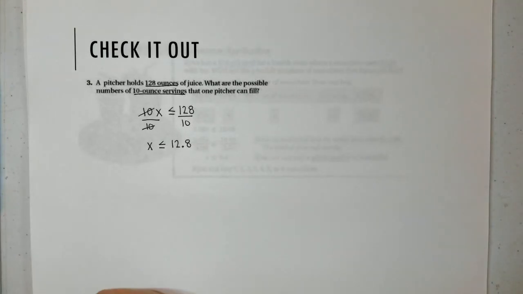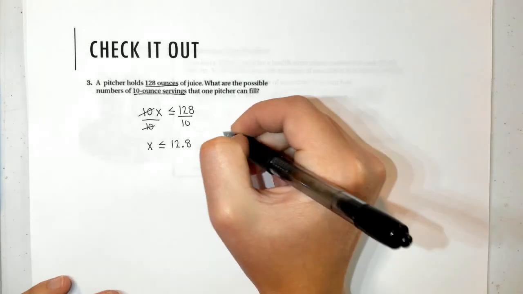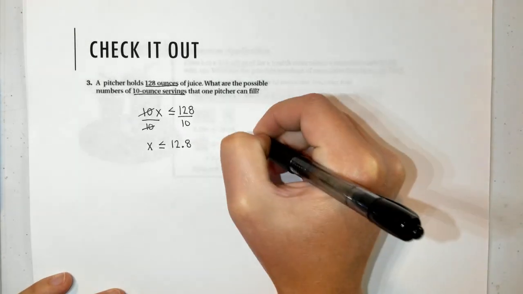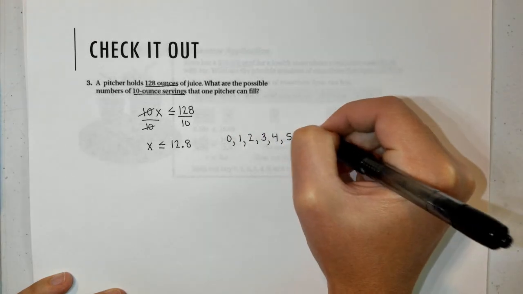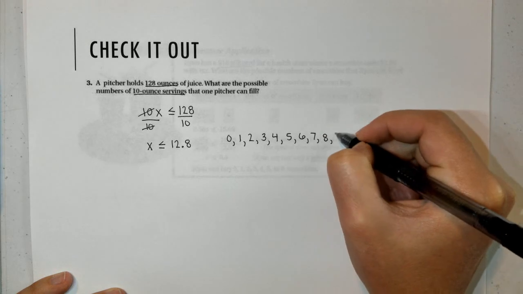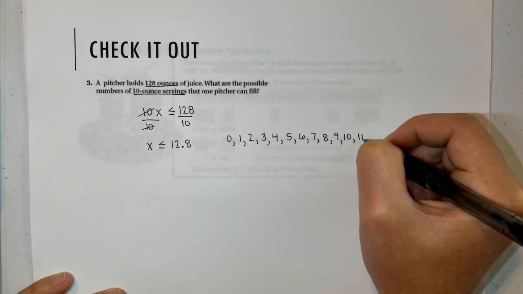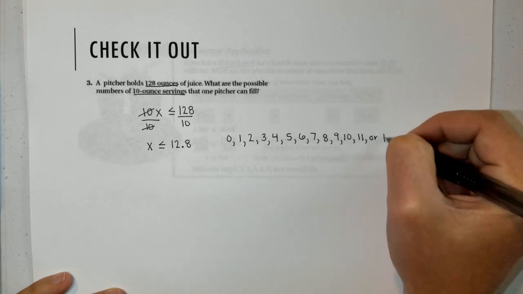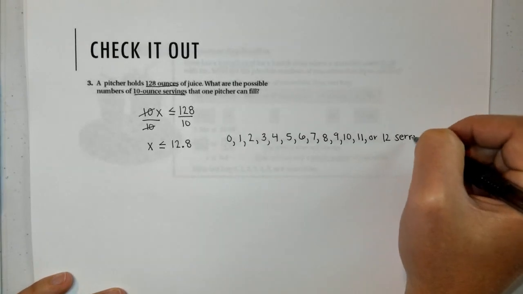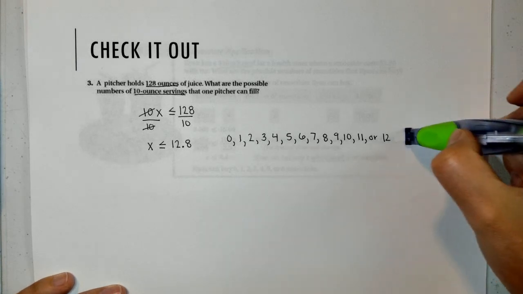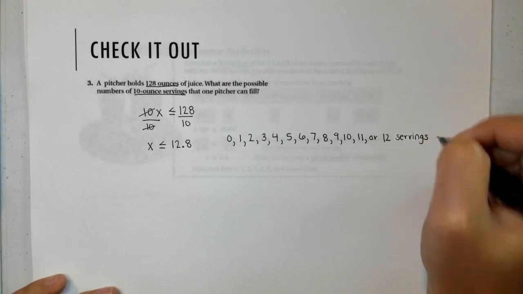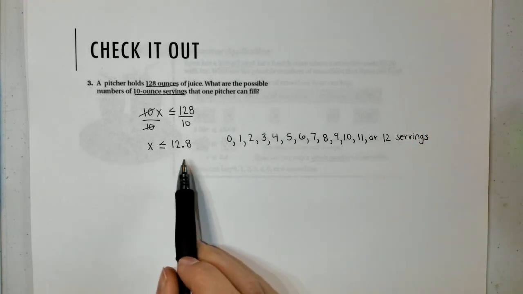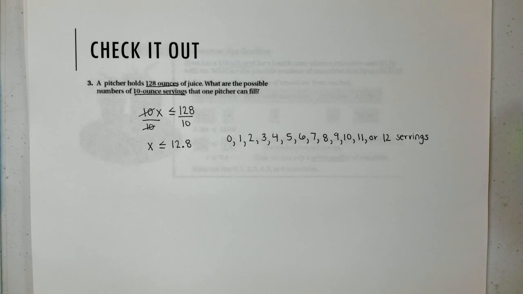Okay? And when we talk about servings, we talk about them in whole numbers. So we can have 0, 1, 2, 3, 4, 5, 6, 7, 8, 9, 10, 11, or 12 servings. Okay, we can't have more than 12. We can't do 13 because 13 would be bigger than 12.8.